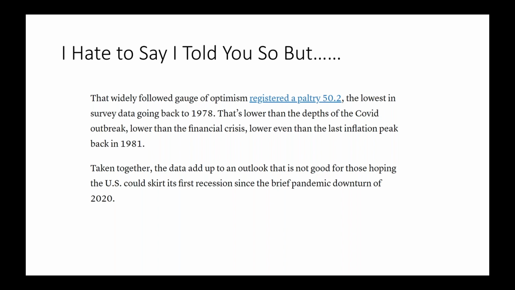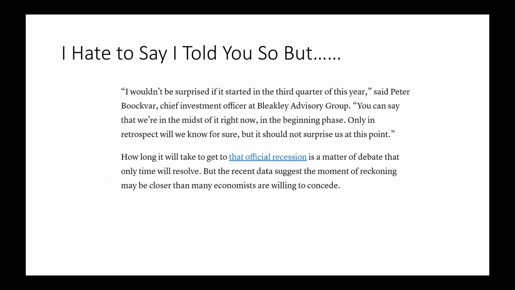This is a big development. Taken together, the data add up to an outlook that's not good for those hoping the U.S. could skirt its first recession since the pandemic downturn of 2020. Peter Bukvar of the Bleakley Advisory Group said, "I wouldn't be surprised if it, referring to the recession, started in the third quarter of this year."